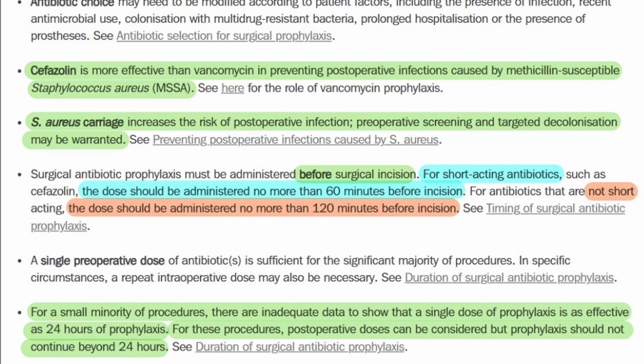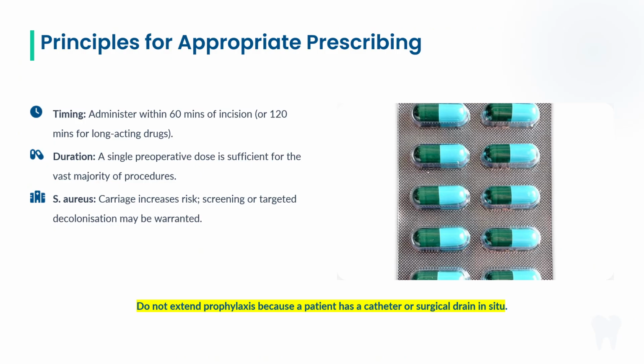So, in short, for those procedures, they say that there is not enough data to show that a single dose of antibiotic prophylaxis is as effective as 24 hours of prophylaxis. So for that reason, you can also consider post-operative doses, but prophylaxis should not be continued beyond 24 hours. So post the procedure, you cannot give prophylaxis dosage beyond 24 hours. Just remember this point, very important.